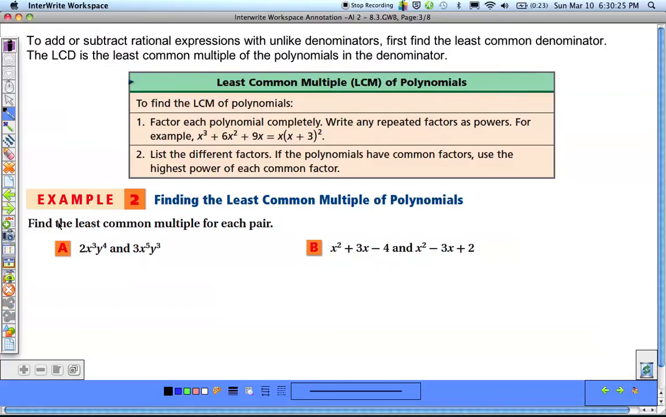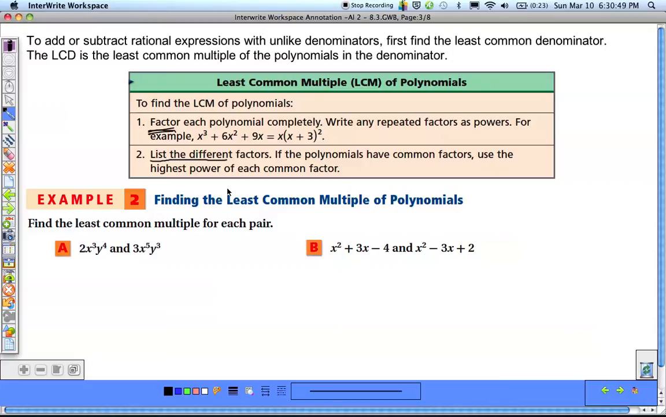The next thing we're going to take a look at is what do we do when we actually have denominators that are different. Basically, when you're talking about finding a least common denominator, you're talking about finding a least common multiple, just there within the denominator. The way that we do that for rational expressions, first step is we just have to go through, we have to factor them. And then once we factor them, we're just going to list the different factors that we see.